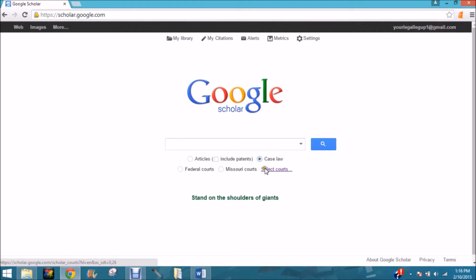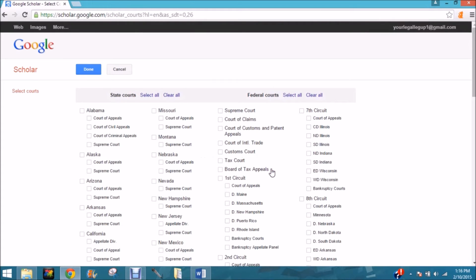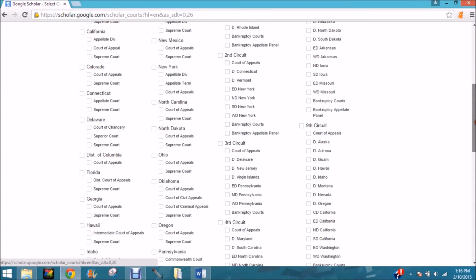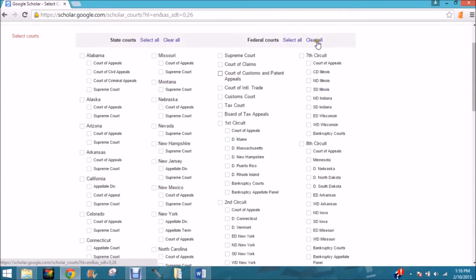Because we don't want every federal court, although for later purposes, if you're looking for a sample and you can't find a good one in the 11th Circuit, you could maybe try all the federal circuit courts. Okay, we're going to select courts. We're going to select federal courts. And there aren't any selected right now, which is good. If there were some selected, you would simply go back here and clear all.